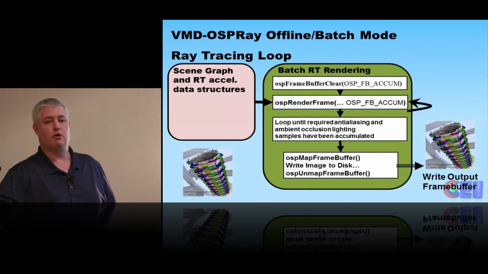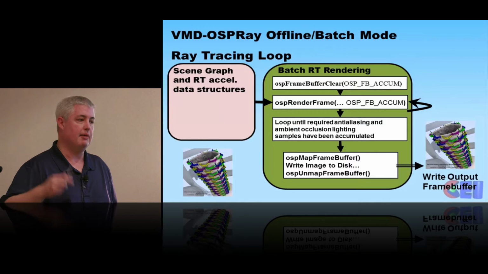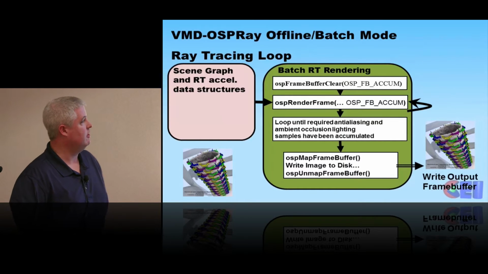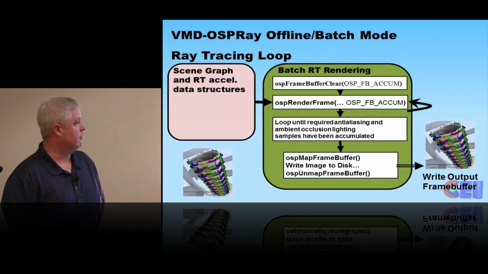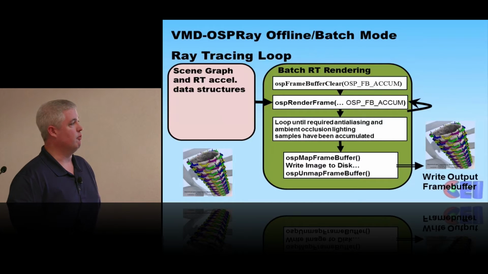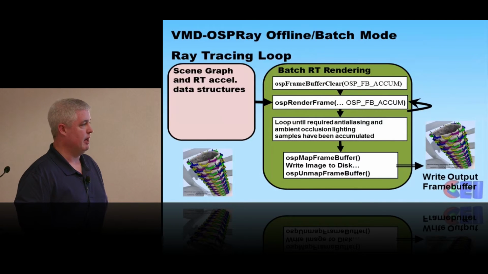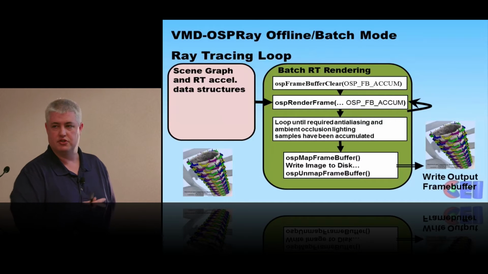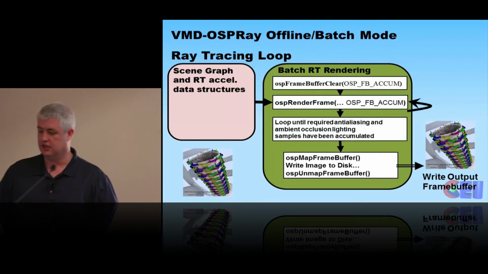Do you just want a color buffer, or are you planning to do something with ambient occlusion lighting that requires a large sample count, or do you want to iterate and give a status update to the user? You can use an accumulation buffer, and then you basically just call OSP render frame. It renders to this accumulation buffer, and you can do that as many times as you need to accumulate the number of samples you're after or to achieve some convergence criteria, whatever it is you're shooting for. When you're finished, you can call OSP map frame buffer, write the image to disk, send it over the network, and so on.